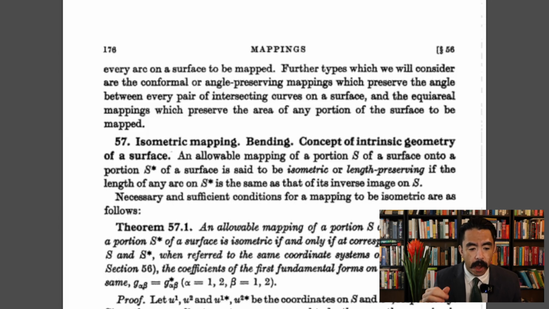Section 57, isometric mapping, bending, concept of intrinsic geometry on a surface. An allowable mapping of a portion capital S of a surface onto a portion capital S star of a surface is said to be isometric or length-preserving if the length of any arc on capital S star is the same as that of its inverse image on capital S. Necessary and sufficient conditions for a mapping to be isometric are as follows.